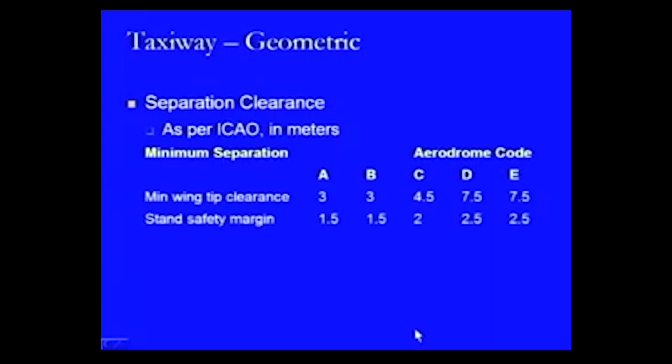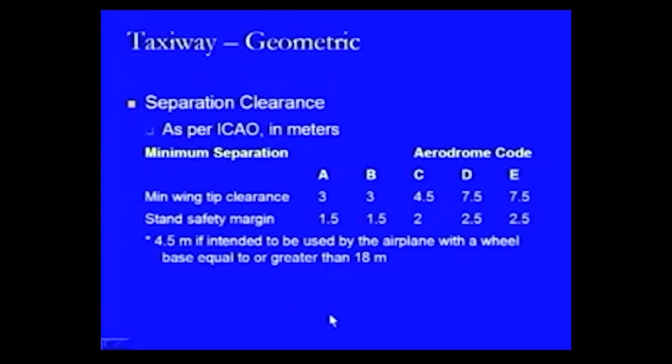We have some more values here, and this is the minimum wing tip clearance, which is 3 meters for A and B category of aerodromes, 4.5 meters for C category of aerodromes and 7.5 meters for D and E category of aerodromes. Then in the case of stand safety margins, it is 1.5 meters for A and B, 2 meters for C category and 2.5 meters for D and E category. In case we are intending for an aeroplane with a wheelbase equal to or greater than 18 meters, then the value of 3 meters can be changed to 4.5 meters for category D.